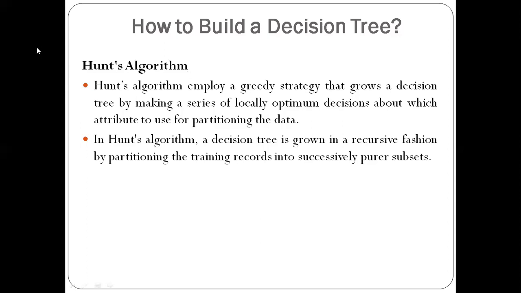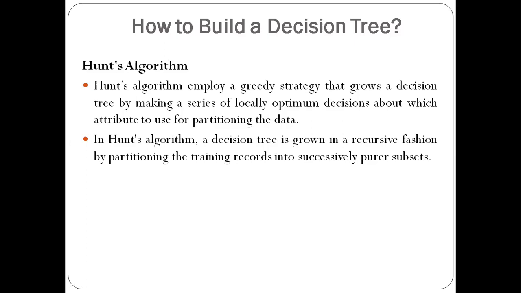This Hunt's algorithm is a greedy strategy. You might have studied the different classification algorithms, and among them we have one kind called greedy algorithms. Hunt's algorithm is one kind of greedy algorithm, following a greedy strategy. It will build a decision tree by making decisions about the attributes, and based on those decisions, it will partition the data into appropriate branches.